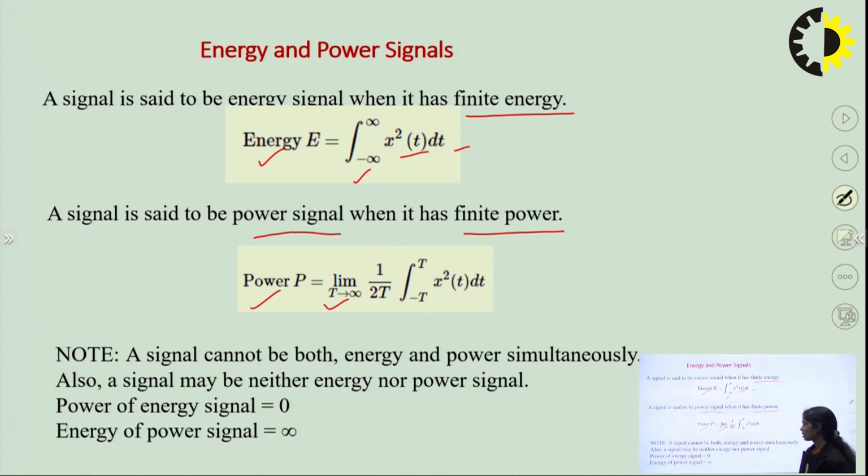In this we can say both the signals are defined for different types of energy. An energy signal is defined for finite energy and a power signal is defined for finite power. And in these two cases, for an energy signal we have power equal to 0, and for a power signal energy is equal to infinite.